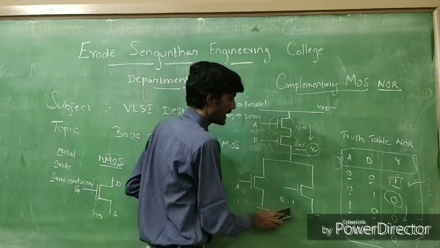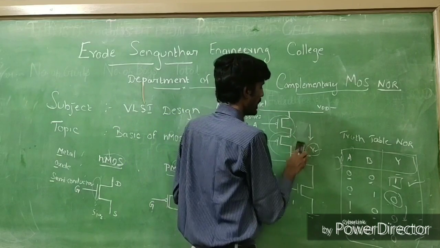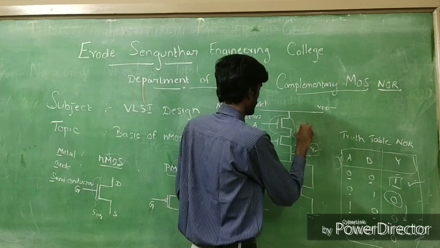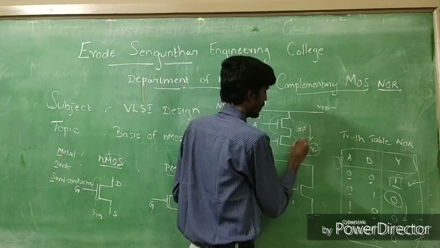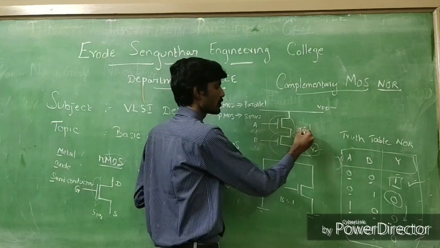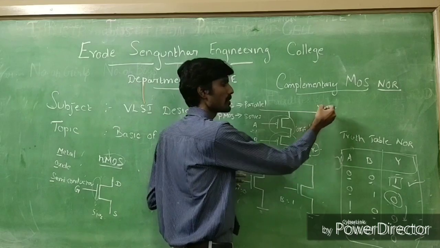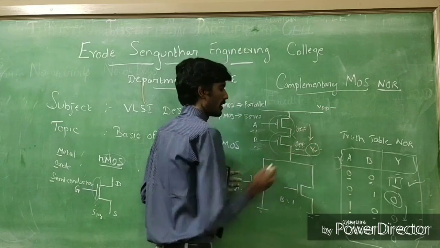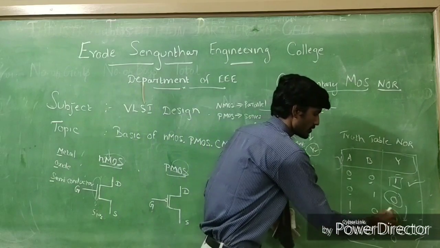This is similarly the same when A equal to 1, B equal to 0. We need not worry about the NMOS. So what happens here? Check out the input 1, 0. One PMOS should be on and the other should be off. There is no possibility to receive the output VDD from Y. So here also the output is 0.